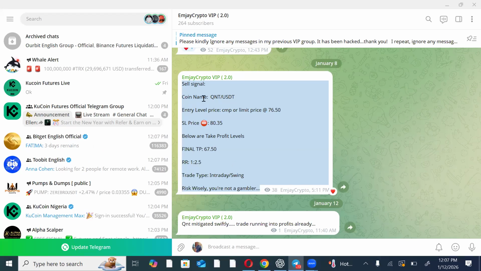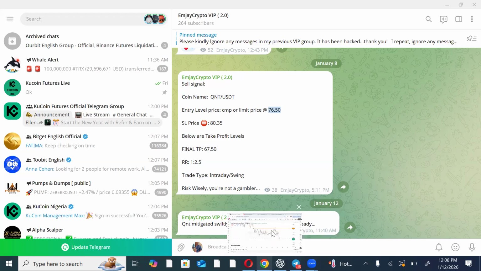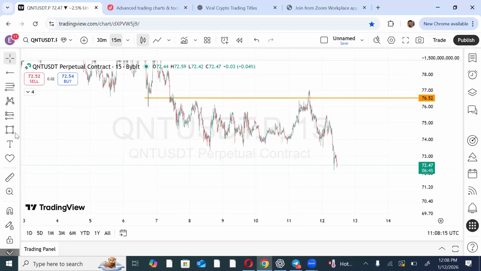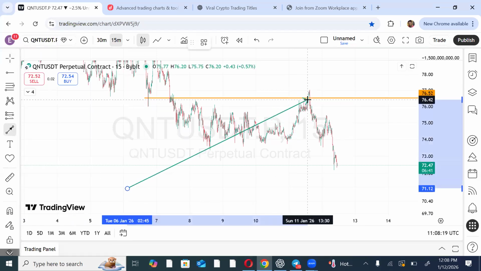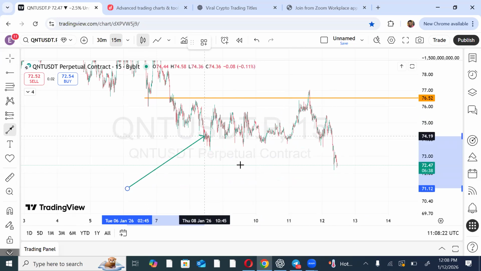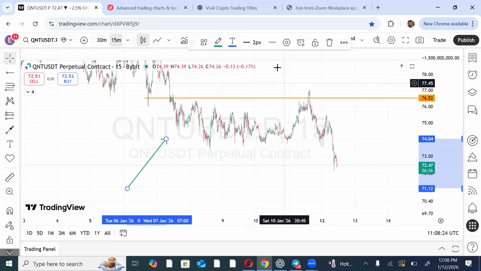So the sell signal, QNT, the price level to enter was 76.50. I just hope you can see this, 76.50. And if you look very closely here, price mitigated and started selling to the downside. Now I'm going to walk you through a step-by-step guide and how you can actually get direction and entries perfectly when you want to start trading.